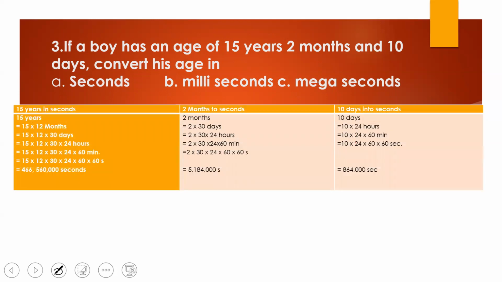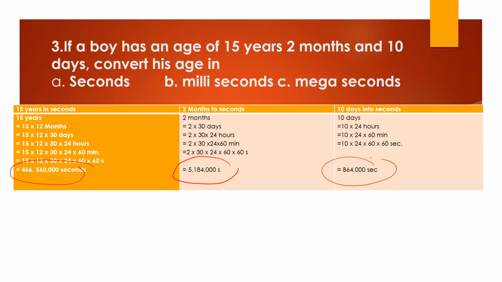15 years is converted first into months. It will be multiplied with 12, and then into days with 30, and then we will multiply with 24 hours, and then 60 minutes, and the 60 minutes will also be multiplied with 60 seconds. So we will get this value. We will come towards the second part of this question, 2 months. Following the previous practice, we get this amount by multiplying with days, hours, minutes, and seconds, and 10 days will be converted. So we will get 864,000 seconds.